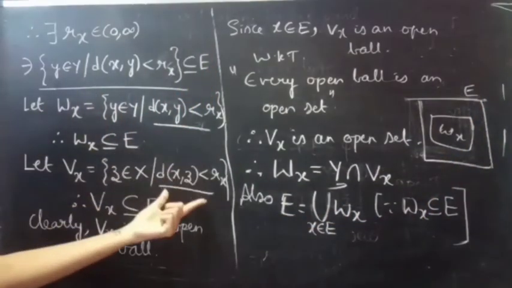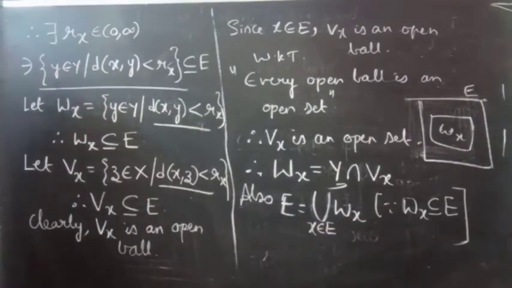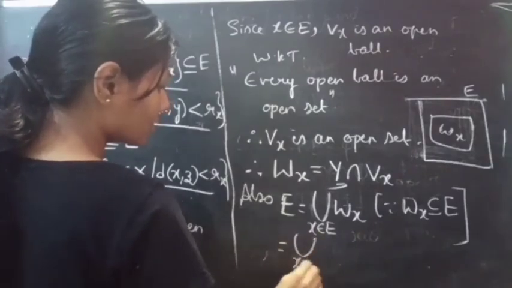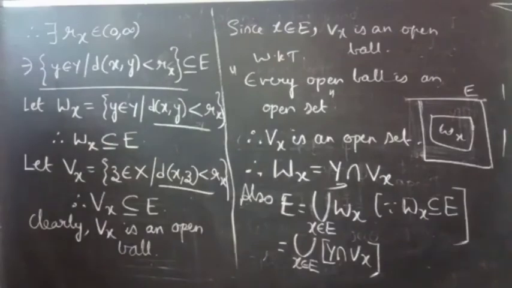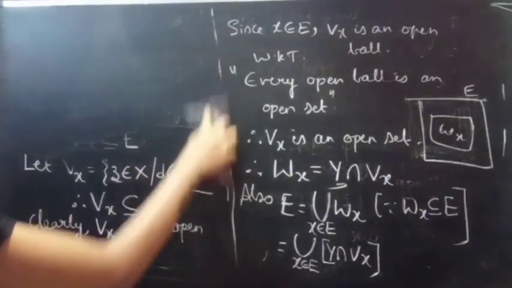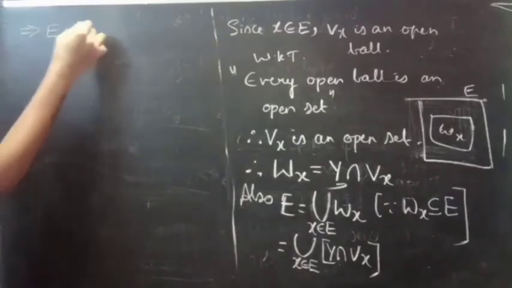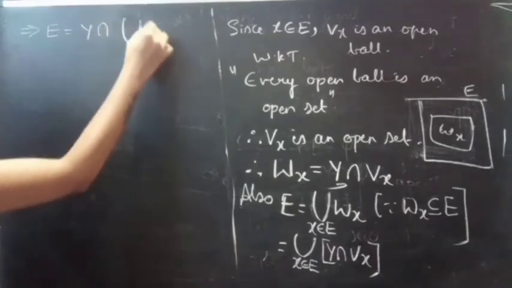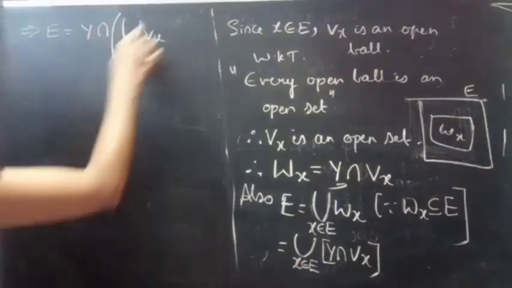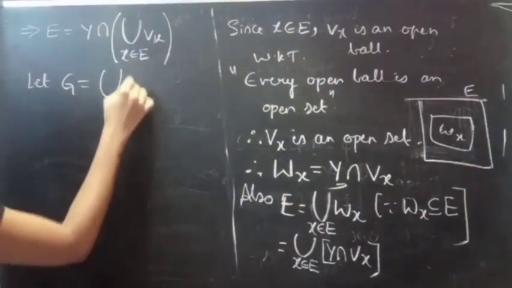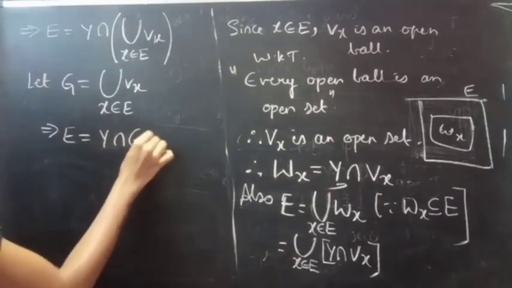Since this condition is satisfied, we can say that E equals the union of Wx, for x belongs to E. Again, you have Wx equals Y intersection Vx. This implies E equals Y intersection the union of Vx for x belongs to E. Let G equal the union of Vx for x belongs to E. Then this becomes E equals Y intersection G.